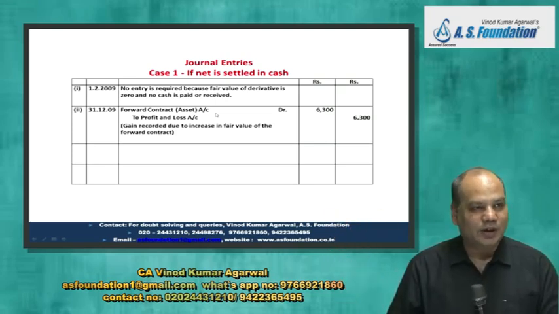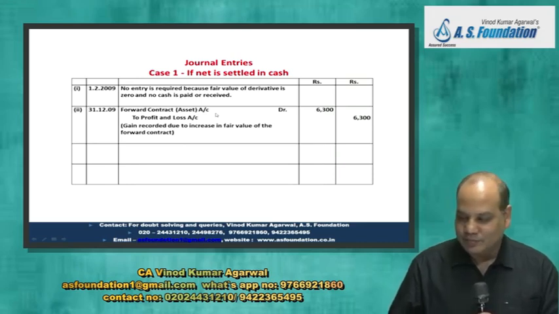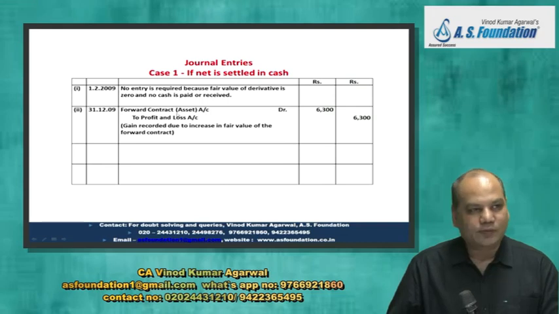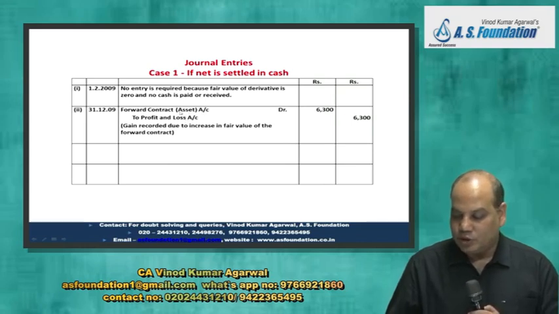Okay, for every derivative product. So this is a forward contract and the contract is favorable. We will exchange financial asset and financial liability under conditions which are potentially favorable. So it becomes a financial asset for us. So forward contract asset account debit to P&L account 6,300.